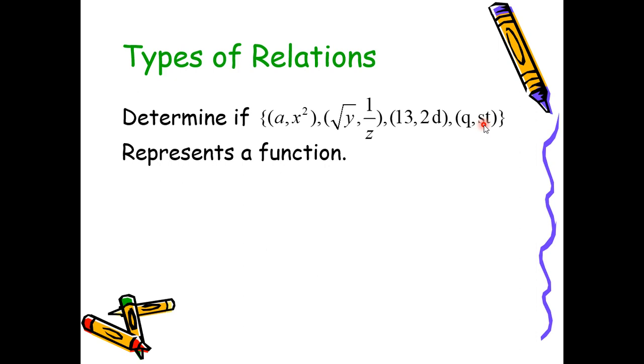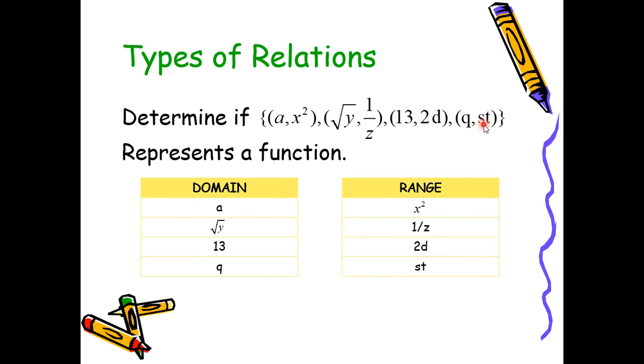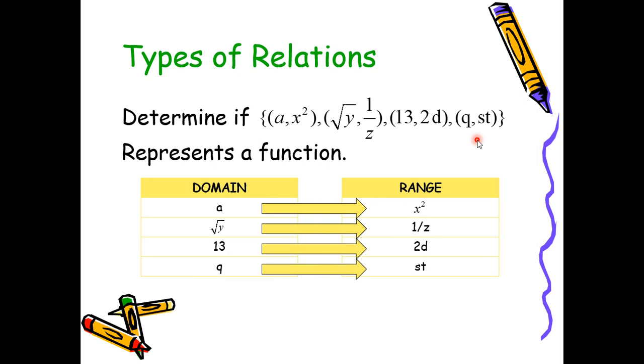Okay? So, paano natin yan malalaman na function? So, ang gagawin po natin is mag-create po tayo ng table. Okay? Ilalagay muna natin si domain, lahat ng domain na makikita po natin dun sa set po natin, and then lahat po ng range. Okay? So, lahat po yung nakikita nyo dyan sa table is galing lang din po dito sa taas or dito po sa given natin. After po natin siya ma-plot using the table, ikokonekta natin sila. Okay? Saan ba naka-correspond si A? So, si A po, corresponding range po niya is x squared. The square root of 2y is 1 over z. 13 is 2d. Si q daw po is st.